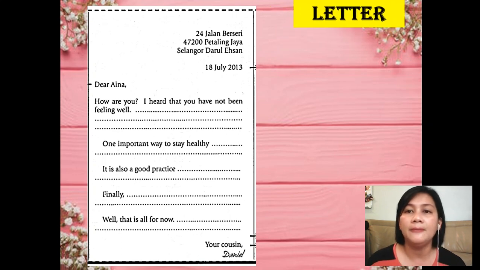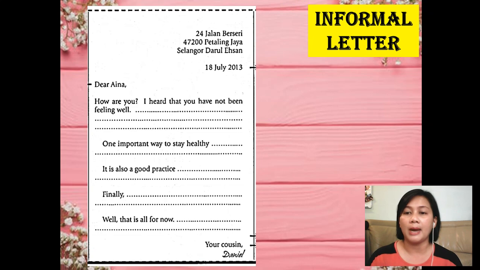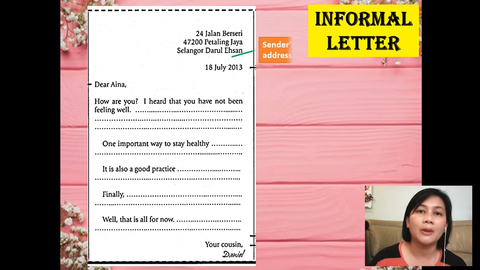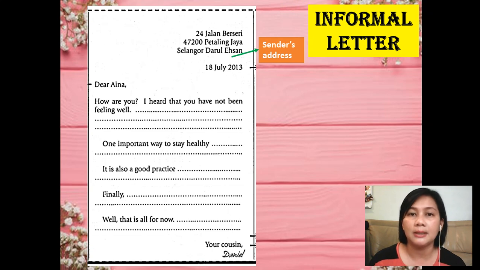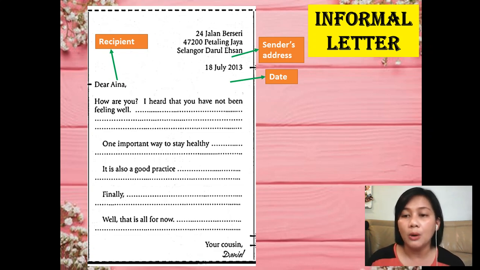This is an informal letter. An informal letter you usually write to your friend or your family members. So this is the sender's address, which means your address, and then the date, and then the recipient. Who is the reader, who is receiving the letter from you? So write down a name there.